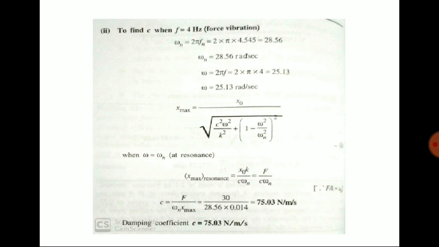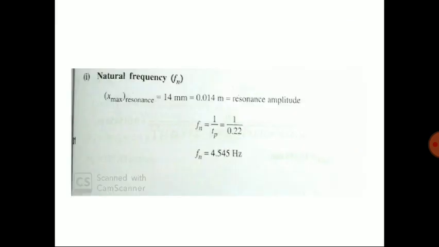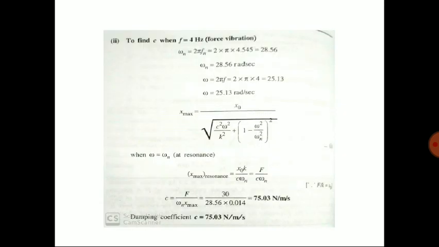So c equal to, what is the equation? C equal to F by omega n into x max. That is, F we know, 30, omega n we already know, then x max also we know. We already found it, given here as 14 mm. So we are finding c is equal to 75.03. So the damping coefficient we found.